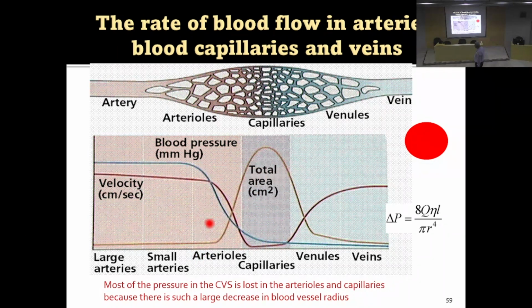The red line, yeah, on the red line. Not orange. Orange is the capillaries, and red is the velocity in the vessels and veins of the circulatory system, and this is the pressure drop. As I say, most of the drop in the cardiovascular system is in the arterioles and capillaries because of such a large decrease in the blood vessels in here.